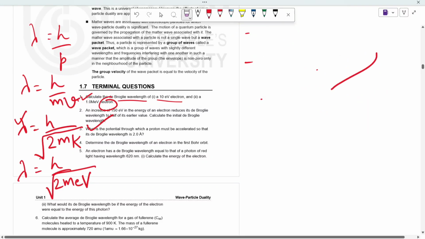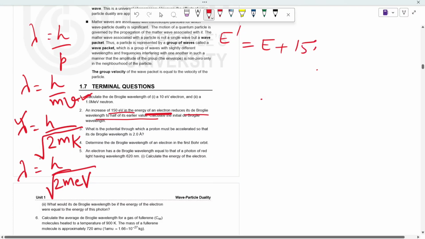Now go to the second question. It says: an increase of 150 electron volt in the energy of the electron reduces its de Broglie wavelength to half of its earlier value. Calculate the initial de Broglie wavelength. So in this question it is given that the energy of the electron is increased by 150 electron volt, and the new de Broglie wavelength becomes half of its initial value.